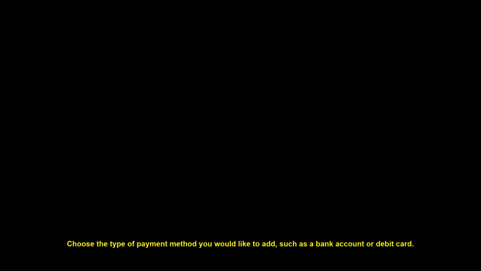Choose the type of payment method you would like to add, such as a bank account or debit card. Follow the on-screen instructions to complete the setup for your chosen payment method. Once added, your new payment method will be available for transactions. Always ensure your payment details are accurate for seamless transactions. Review all payment options and confirm that they meet your needs. Now you are ready to use Coinbase for your cryptocurrency transactions.